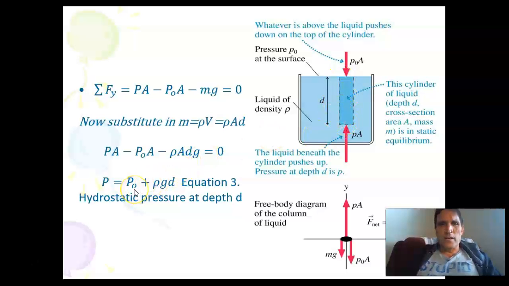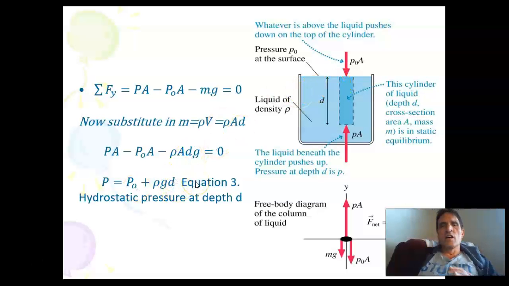So the first term, P0, is the pressure at the top. And then this second term, rho times g times D, is the pressure due to the weight of all the water above a given point D. What this says is that the pressure at a given depth D increases linearly with depth. If we double our depth in the fluid, the water pressure here doubles, and then to that we add the contribution at the top. And so this is a very important equation.